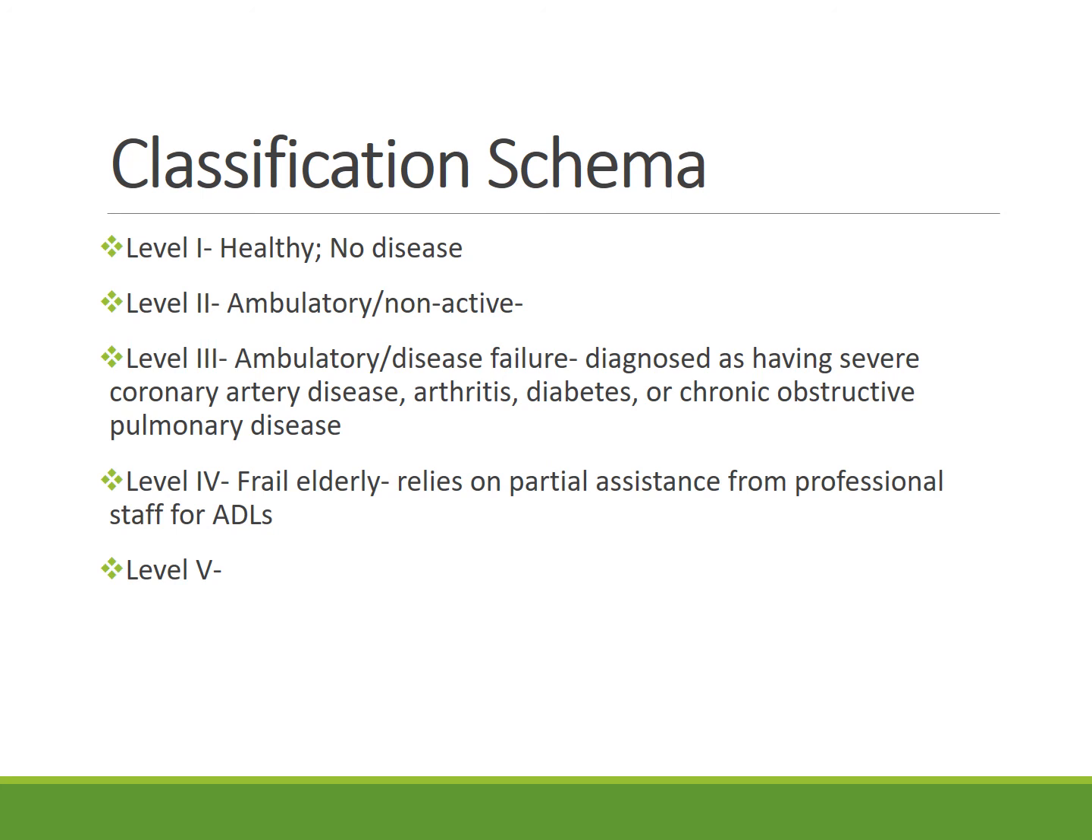Then there's level 4. And these people are considered to be frail elderly, and they rely on partial assistance from professional staff or a caregiver for help with their ADLs. And then there's level 5 where the person is wheelchair bound and they rely on complete assistance from a professional staff member or caregiver for assistance with their ADL. And I think I've already cleared this up, but I do want to just say again, in your book, when they talk about ADLs, they call them BADLs, which is basic activities of daily living. It's the same thing that we've been talking about with ADLs.